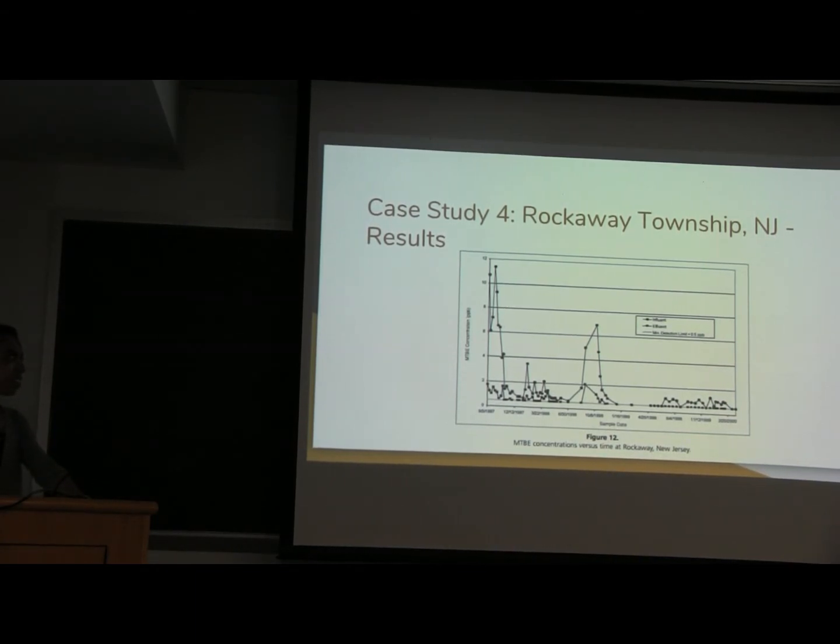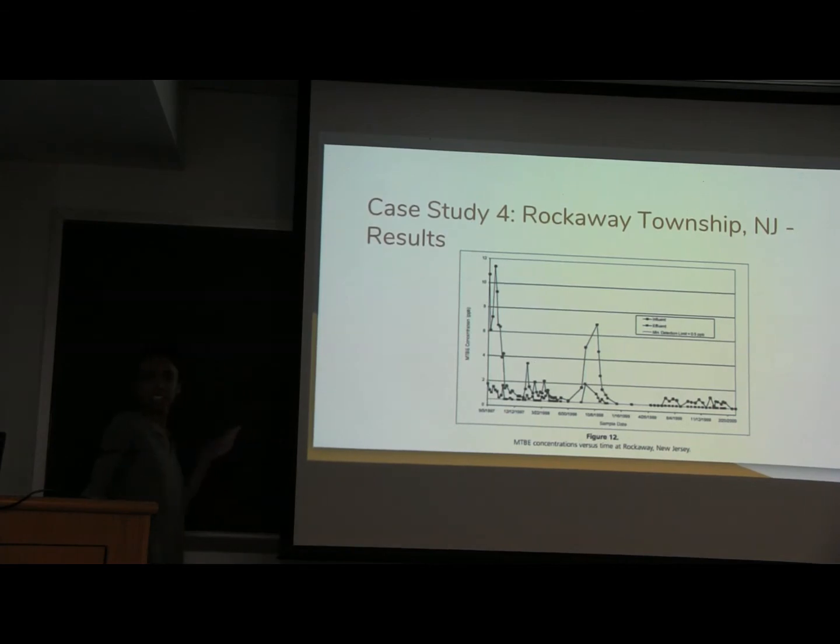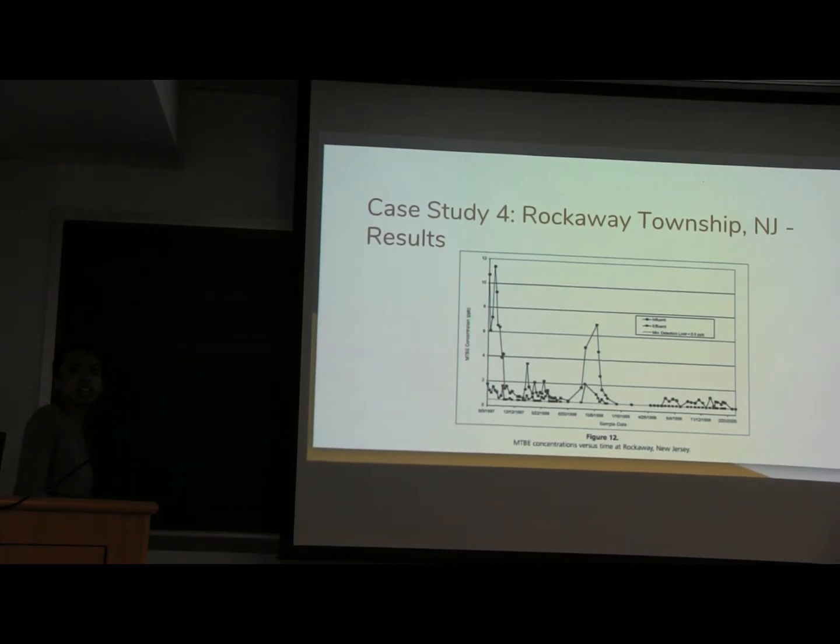And then in 1995, when they were taking samples, in 47 out of the 69 samples, the concentration of MTBE was non-detect, meaning it was lower than 0.5 micrograms per liter. And you can see this spike there, that the spike indicates the spill of MTBE through that underground storage tank. So yeah, that's it.